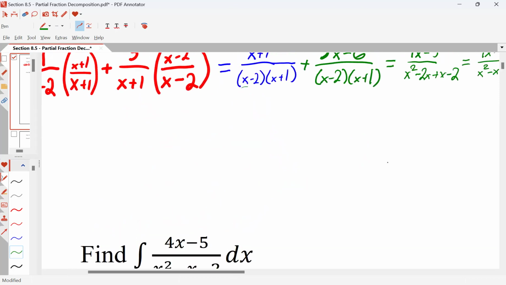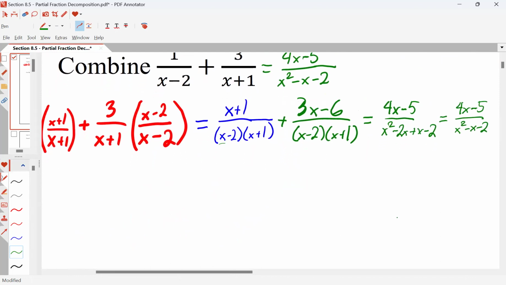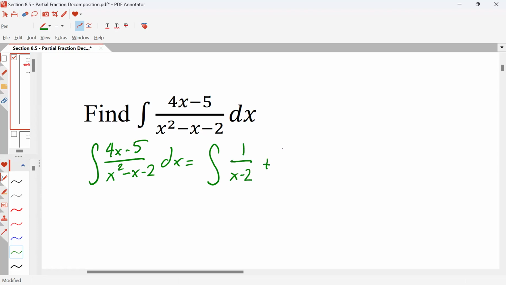However, based on the problem before, we know 4x minus 5 over x squared minus x minus 2 is the same as 1 over x minus 2 plus 3 over x plus 1. So this integral is the same as the integral of those original fractions we had, the original ones that were being combined, the 1 over x minus 2 and the 3 over x plus 1.